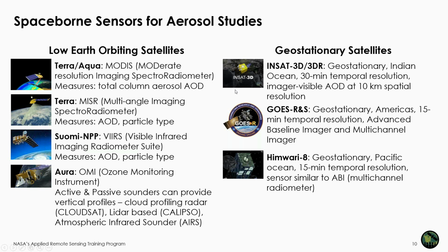Over the Indian subcontinent, the Indian Space Research Organization is currently operating two geostationary satellites, namely INSAT 3D and INSAT 3DR. These are two satellites located at two different locations over the equator. When we put them together, we get a 15-minute temporal resolution. However, the individual satellite can provide a 30-minute hemispherical observation, and aerosol optical depth at 10 kilometers spatial resolution can be derived using these datasets.